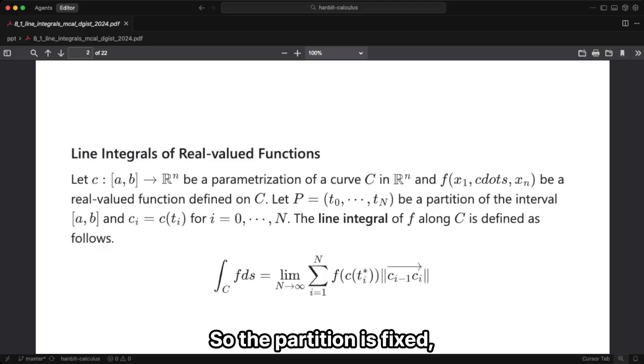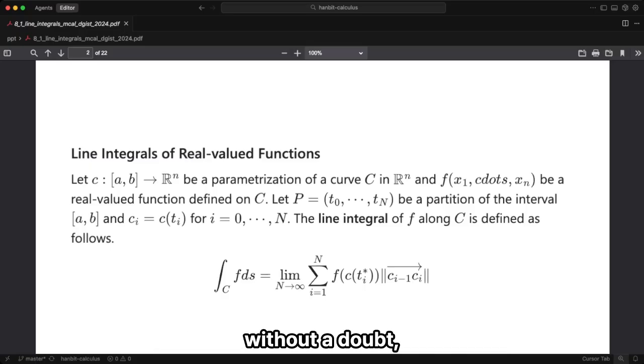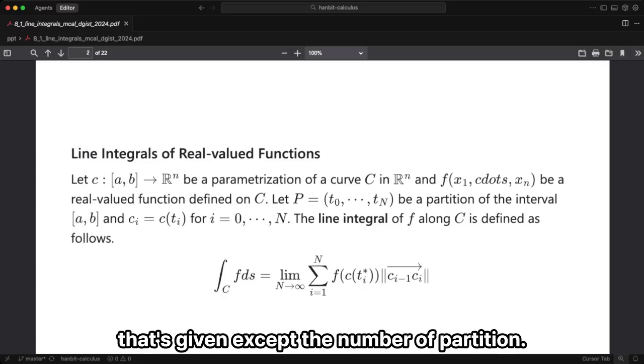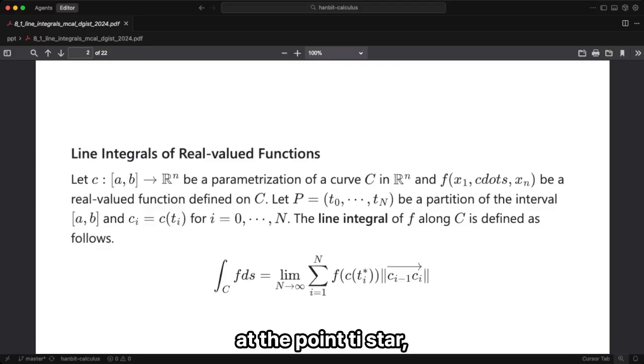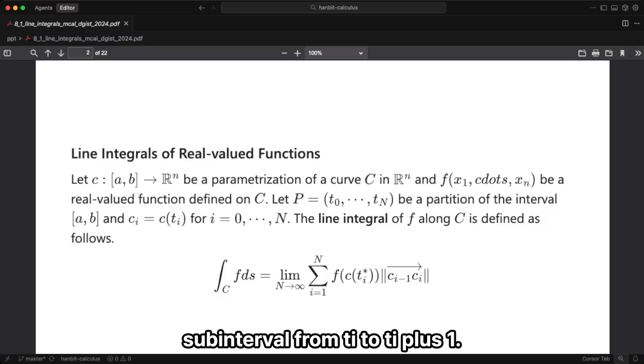So the partition is fixed, the function is fixed, the parameterization of the curve is fixed. So everything can be computed, with all the information given except the number of partitions. You compute the value of the function at the point t_i star. t_i star is any point in the sub-interval from t_{i-1} to t_i.